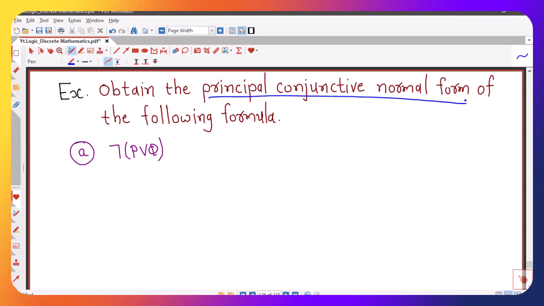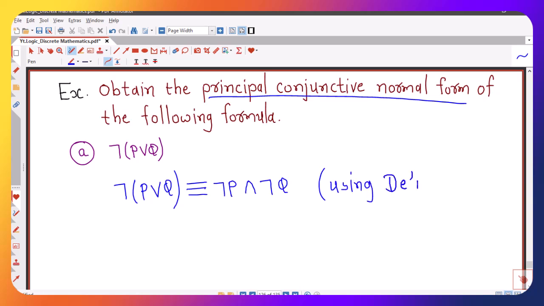Obtain the principal conjunctive normal form of the following formula. First one is negation of p or q. So we start by applying De Morgan's law. We can rewrite this as negation p and negation q. This is using De Morgan's law. We know that in normal form we do not allow negation operator outside the bracket. Here negation is outside p or q, therefore first we are applying De Morgan's law.